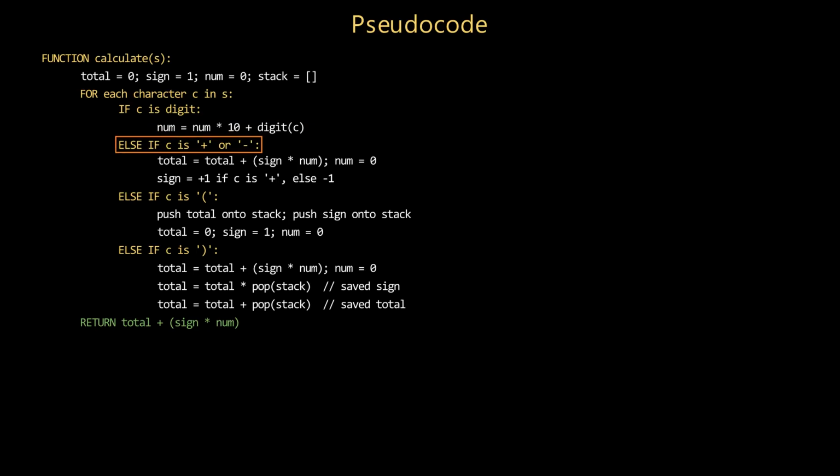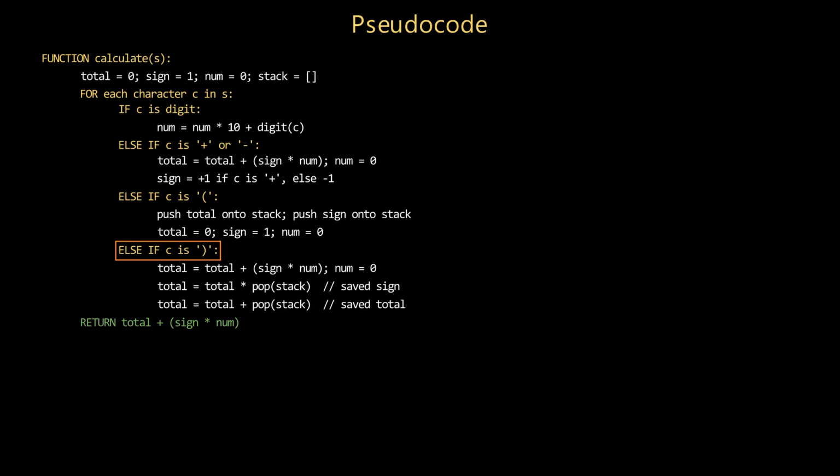When we see a plus or minus, the current number is finished. Fold sign times number into total. Clear number and set sign for the next number. An open parenthesis freezes our current progress. Push total and sign onto the stack. Reset the workspace to 0 with sign 1.